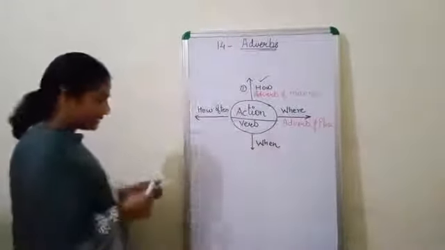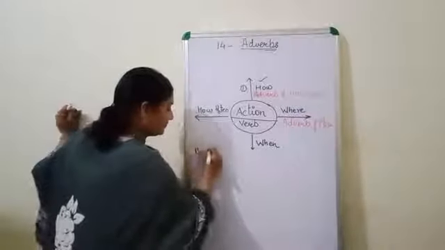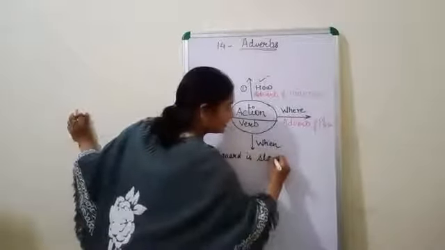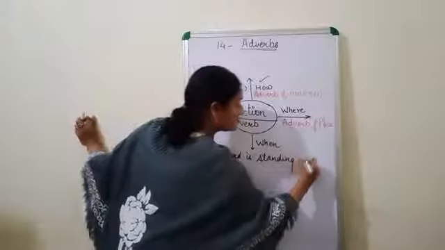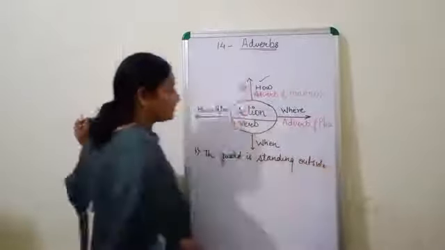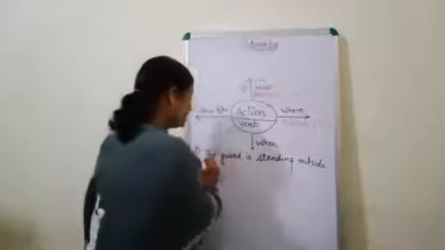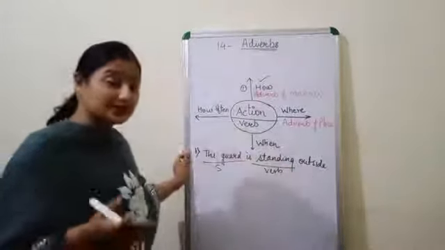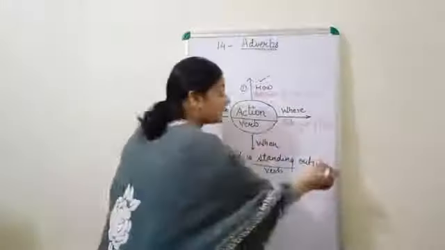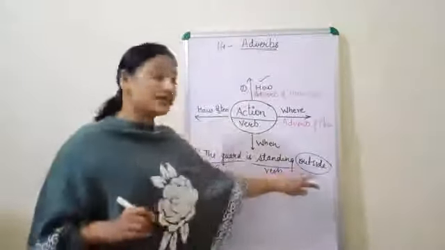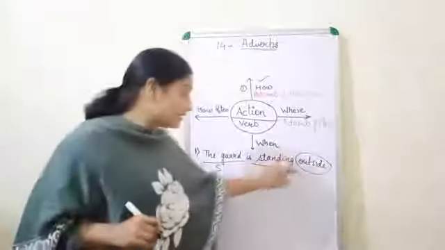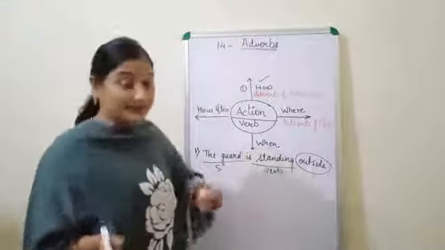See, the guard is standing outside. Once again, you will see that standing is a verb. This will be your subject, and this is your verb. Now there is a word. Which word is explaining about the verb? That word is outside. So definitely outside is the adverb, because it is modifying the verb. It is giving some information about the verb. It is telling something about the verb standing. So this is the adverb.